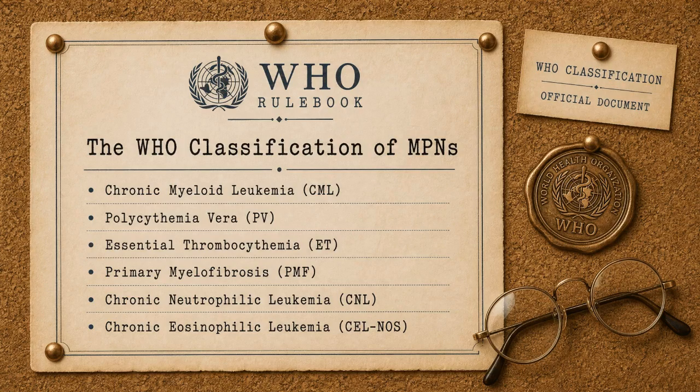First up, chronic myelogenous leukemia, or CML, which is specifically noted as BCR-ABL1 positive. Next, polycythemia vera, or PV, where red blood cells are the main event. Then there's essential thrombocythemia, or ET, characterized by a significant increase in platelets. And finally, primary myelofibrosis, or PMF, where the bone marrow becomes fibrotic. Understanding these classifications is crucial because it guides diagnosis, prognosis, and treatment. Ready for the next chapter?